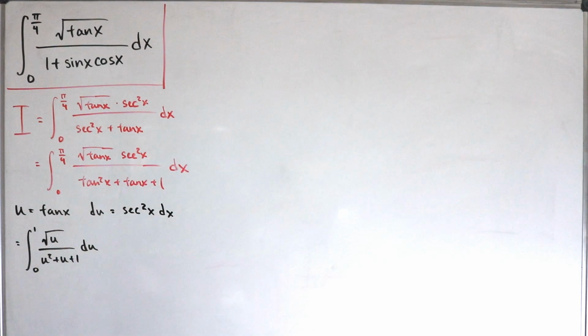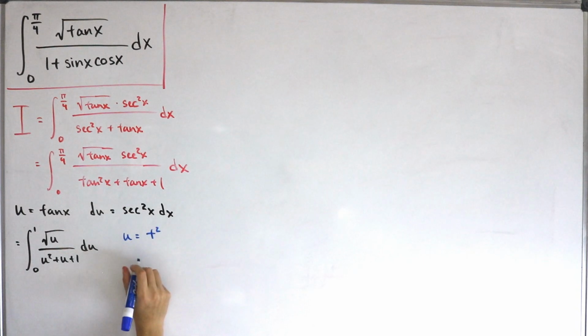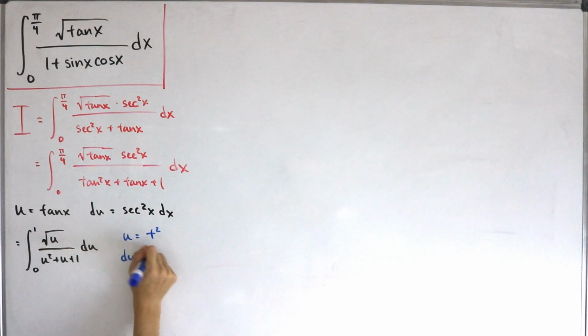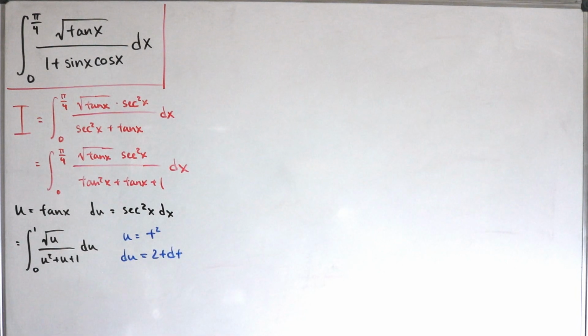Let's now do another u-substitution. This time we're going to get a little creative here. Since we have a square root of u, let's get rid of that radical. We'll let u equal t squared, which means du is going to equal 2t dt, and then we just plug this right back in.